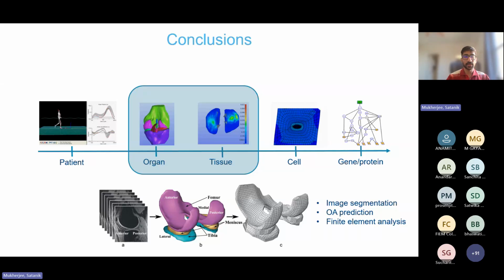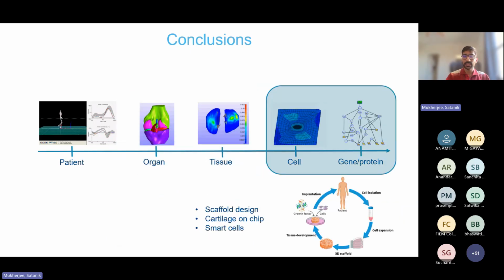In the organ and tissue level, we looked at how deep learning based methods are being used for segmentation of the different tissues in the joint from MRI scans, and how they can be used for osteoarthritis predictions, but also use of finite element based approaches that can be used to basically measure the biomechanics of these joints and predict osteoarthritis in the long run. And then in the cell and the intercellular levels, I talked about the tissue engineering paradigm, which is used to regrow articular cartilage in the joints.